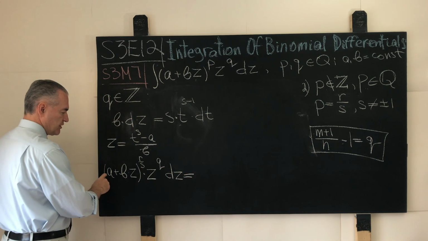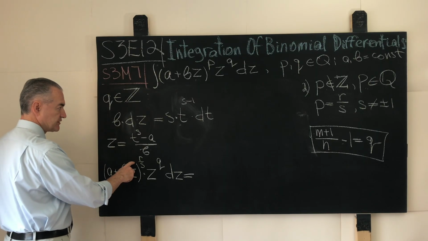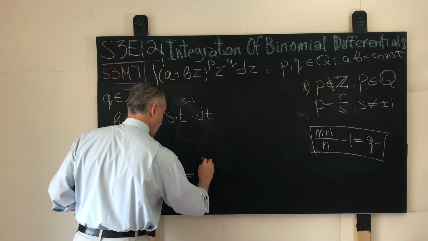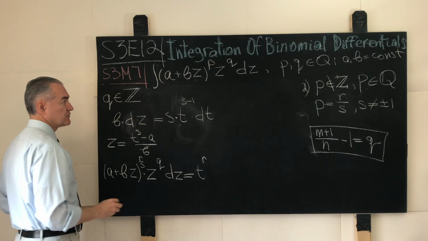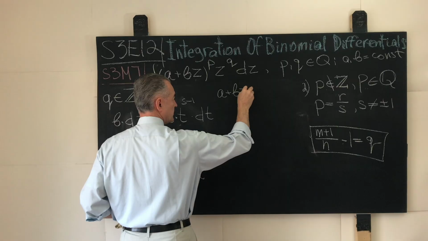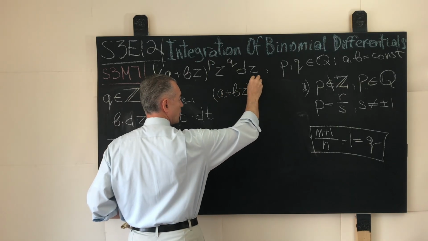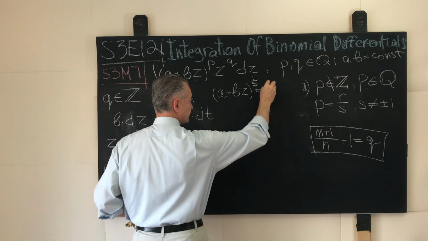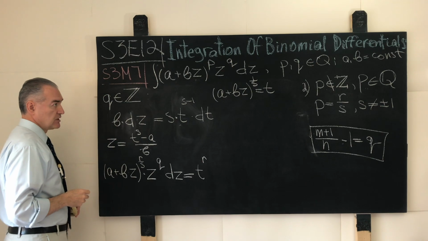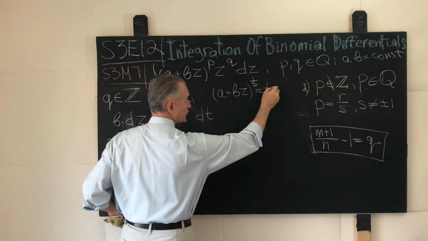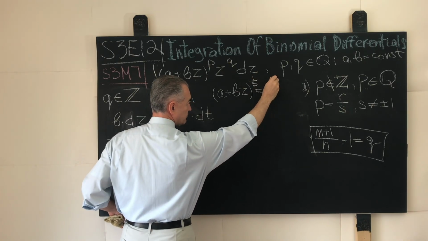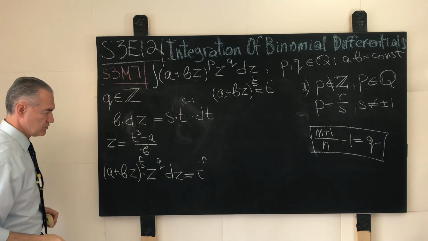unfolds into what? This horrible looking mess becomes t raised to the power of r. Evidently, remember one more time, I'll write it down over here, (a plus b z) to the power 1 over s is equal to t. This is our initial substitution. So when we raise both sides of this equality to the same power r, this becomes p, and this becomes t raised to the power of r.